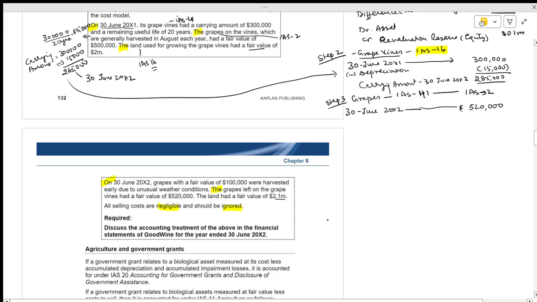Okay. Now, what is the value of this? How much is there? They say, what is the opening value? 30.